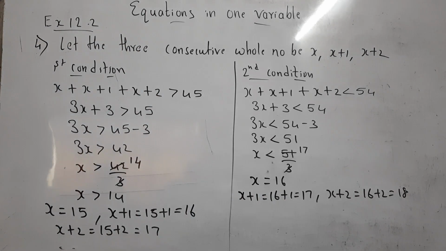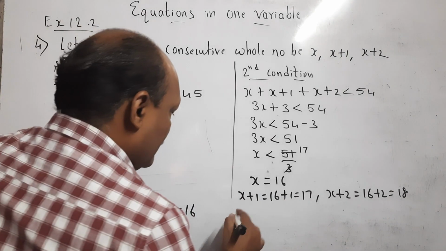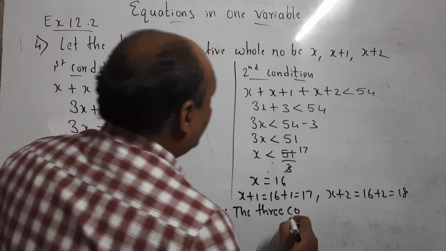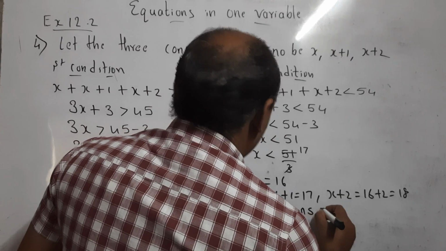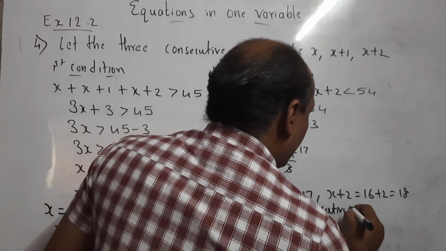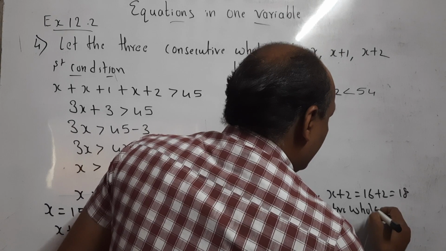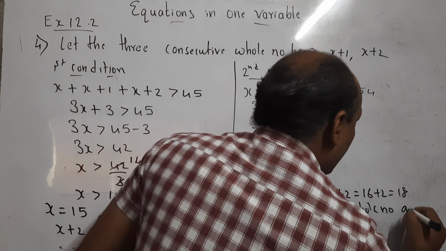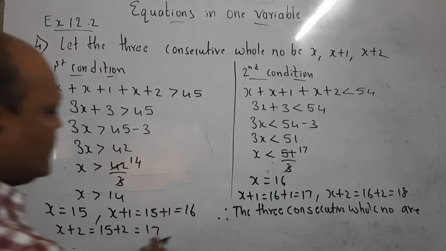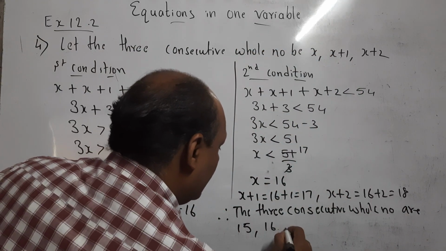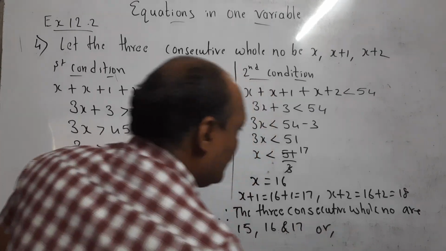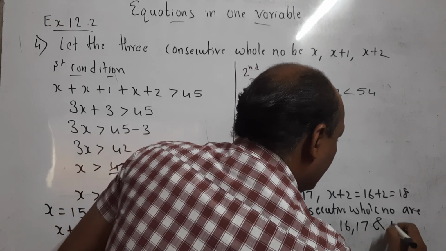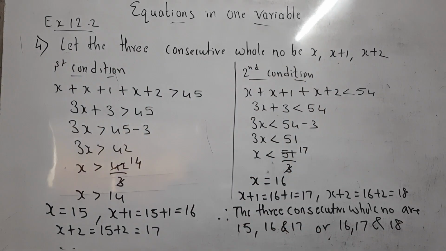So the final answer will be: therefore the 3 consecutive whole numbers are 15, 16 and 17, or 16, 17 and 18. I hope all of you understood this.